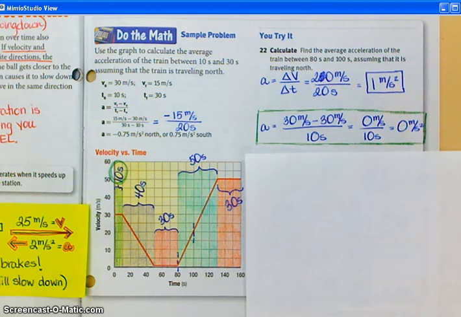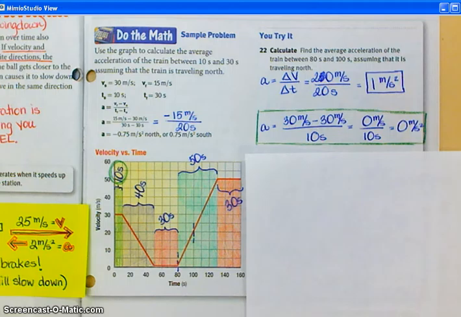Okay. We get the acceleration. At the end of this time interval, the velocity was 30. At the beginning of the time interval, the velocity was 30. So that's a change of 0. And 0 divided by a 10-second interval is 0 meters per second squared. So in this first part of the graph, the object is not accelerating.